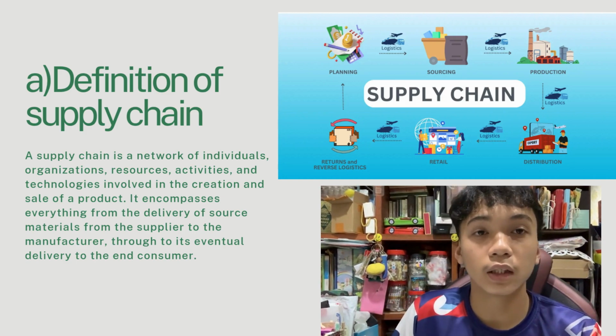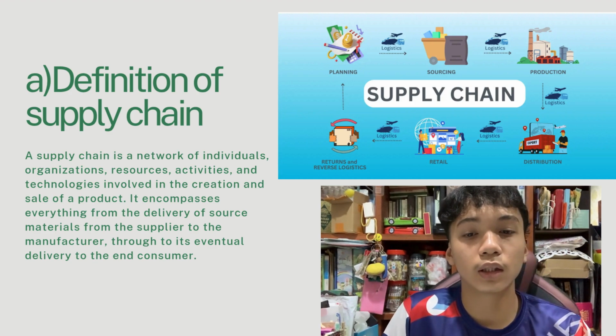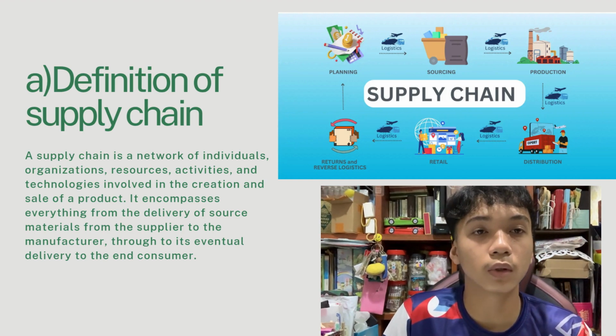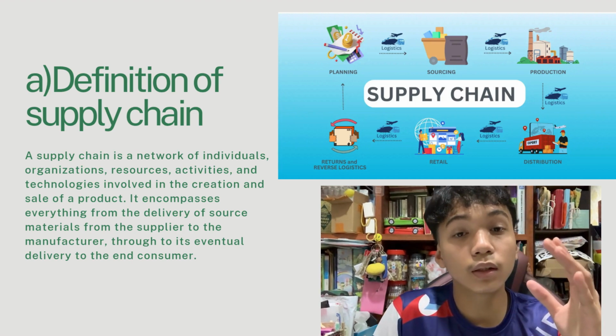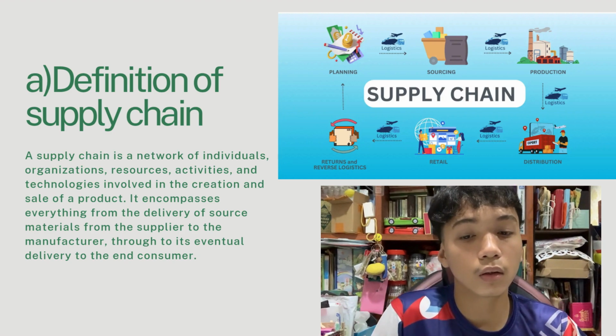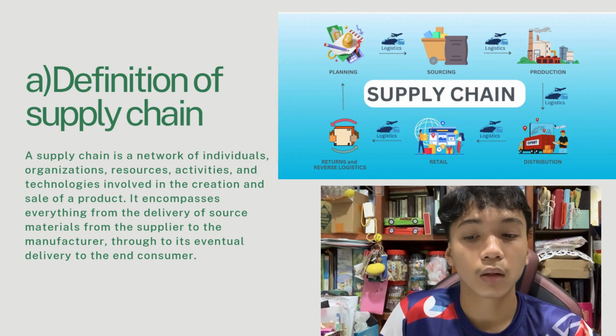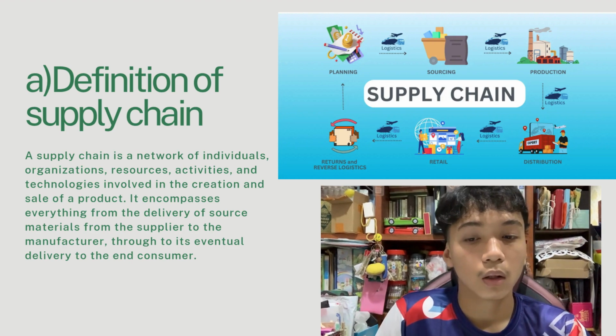A supply chain is a network of people, organizations, activities and technologies involved in producing and delivering products to consumers. It starts from suppliers who provide raw materials, then manufacturers who produce the goods, followed by distributors and retailers before the products finally reach the customer.